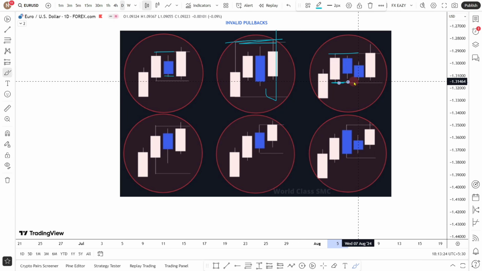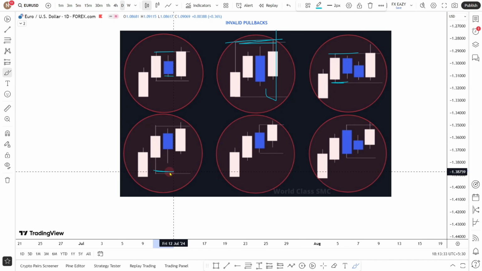So this is not our valid pullback point. See, at this level also, you are seeing that the market has formed new highs, but it has still not taken the liquidity of the highest candle. So it would also not be valid. See, here there is a structure, but here there is no mother baby candle or inside candle.